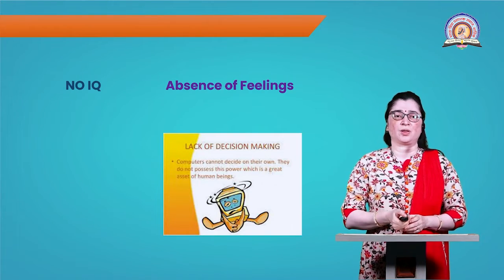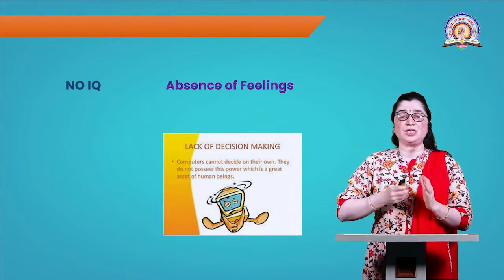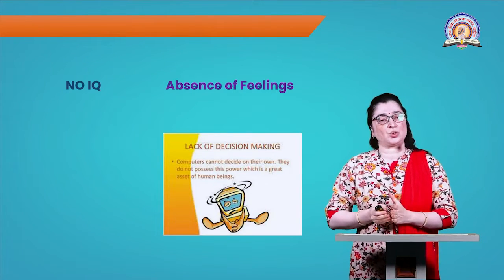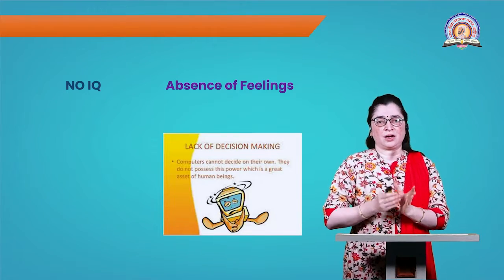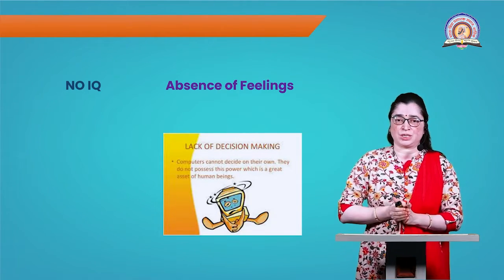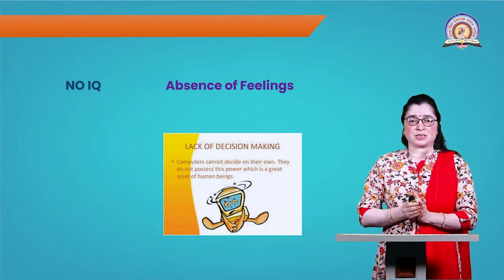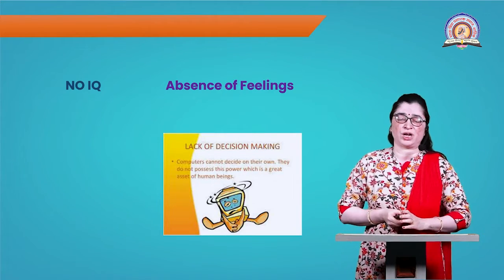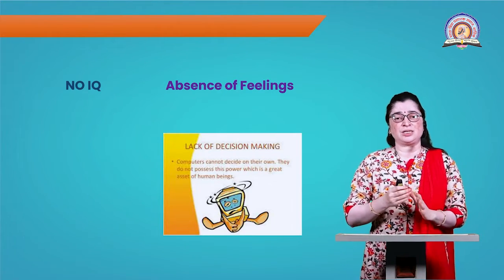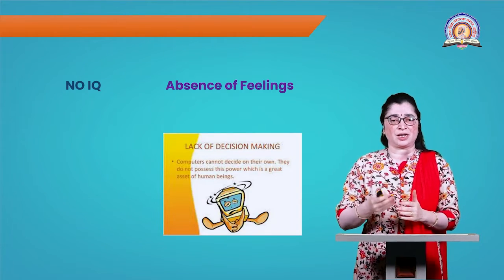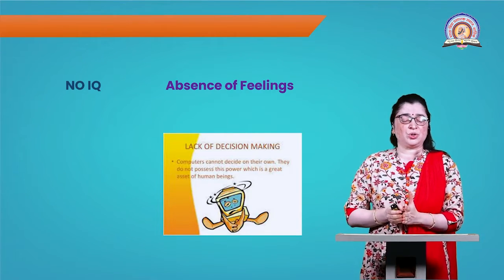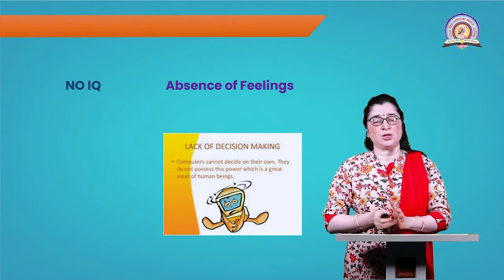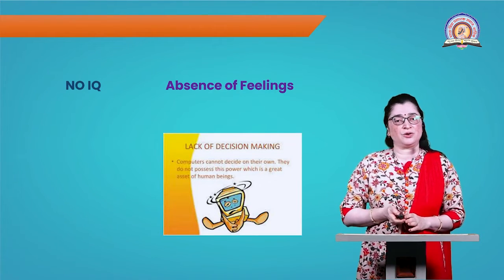Then no IQ. The computer does not take its own decisions. It has no emotions. Means there is an absence of feeling in the computer system. It can perform the operations according to the instructions given by the programmer or by the user. It does not think that, okay, now my work is over, I can do another work. Whatever instructions are given to it, it performs the operations according to those instructions only. So it has no IQ and no emotional feelings.